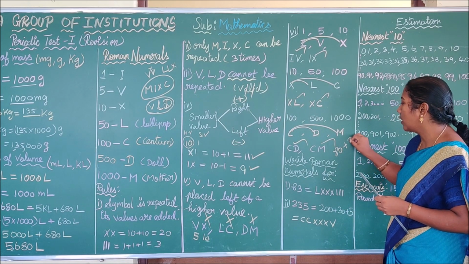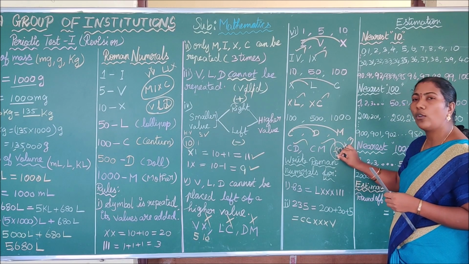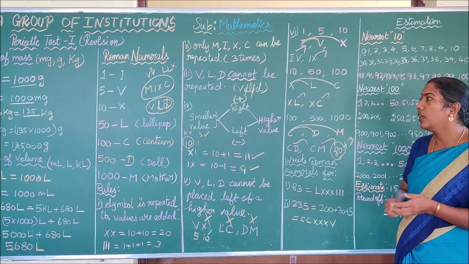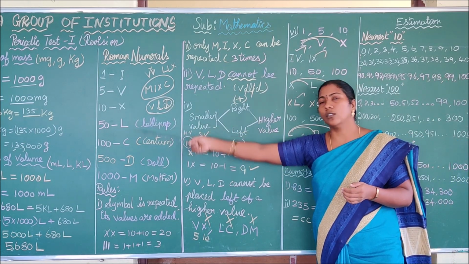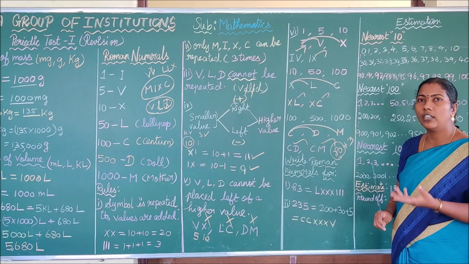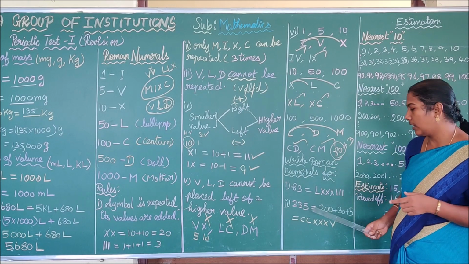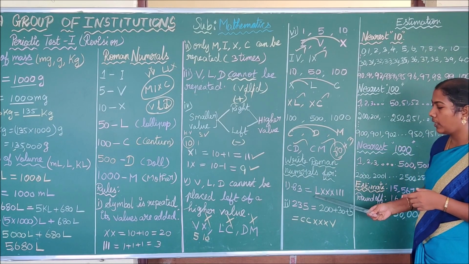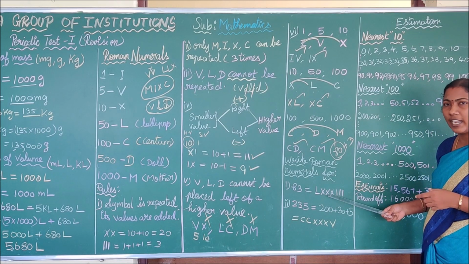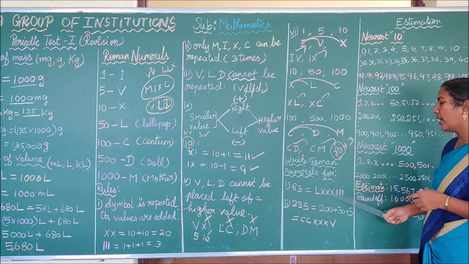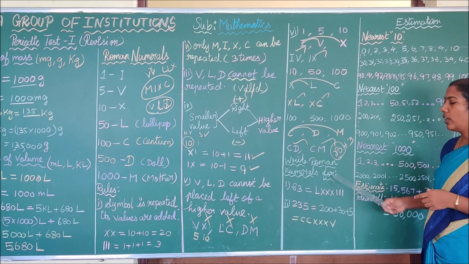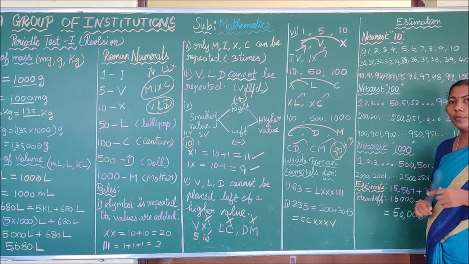80 plus 3. What is the symbol for 80? How can you write 50 along with 30? The symbol for 50 is L. So along with L, you have to add 30. How can you add 30? By adding 3 X's. That's L, this is 50, and these are 3 X's for 30. So 50 plus 30 is 80. And for 3, you have to write I 3 times. Thus you got 83. Okay. You can refer to this sum in your class. It should be very clear.